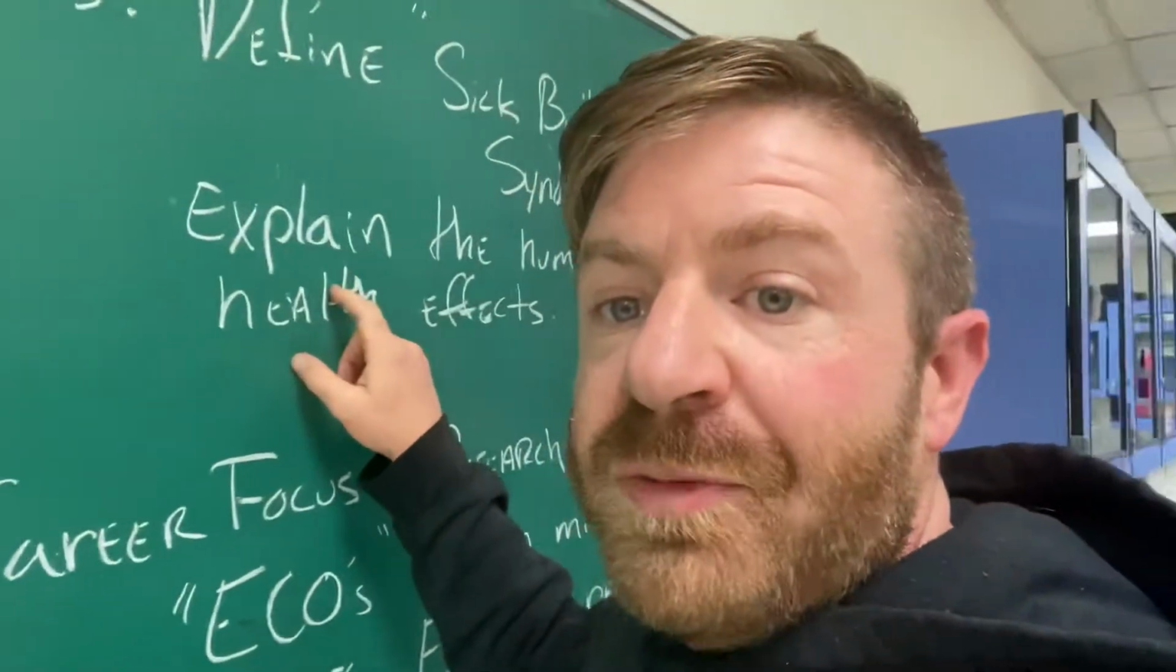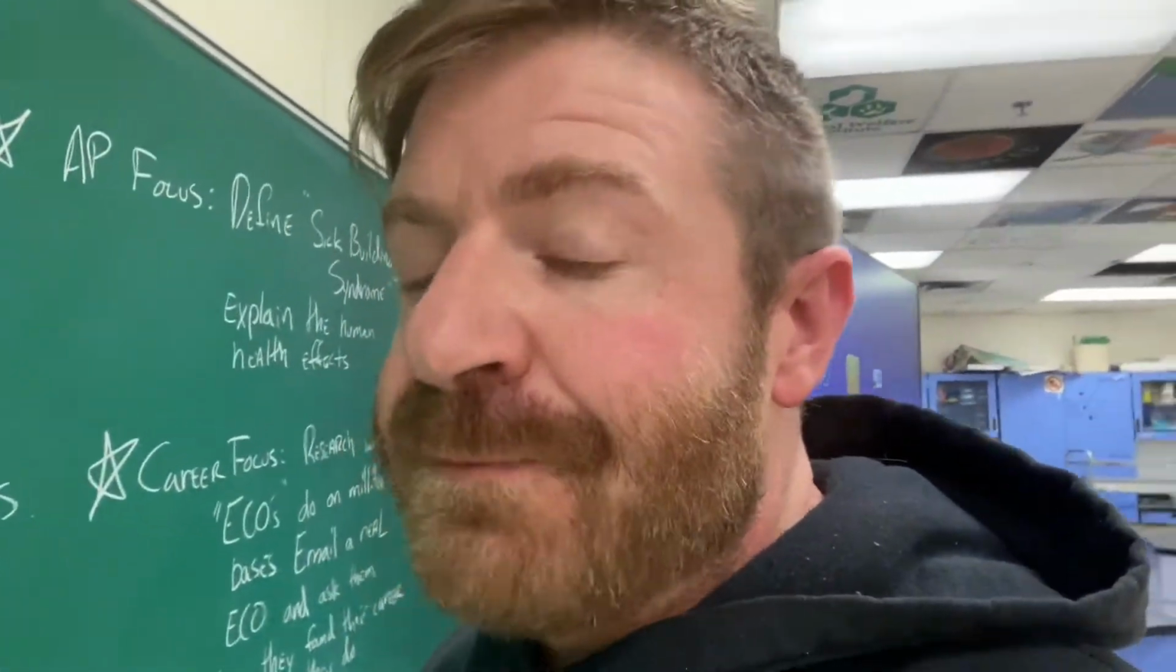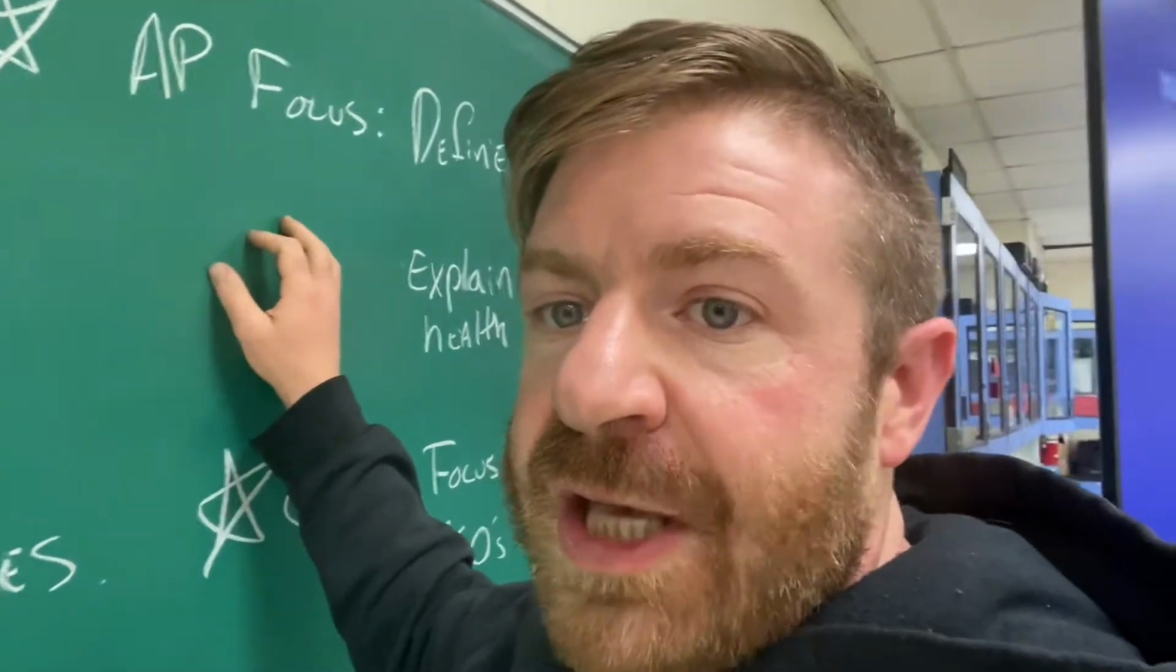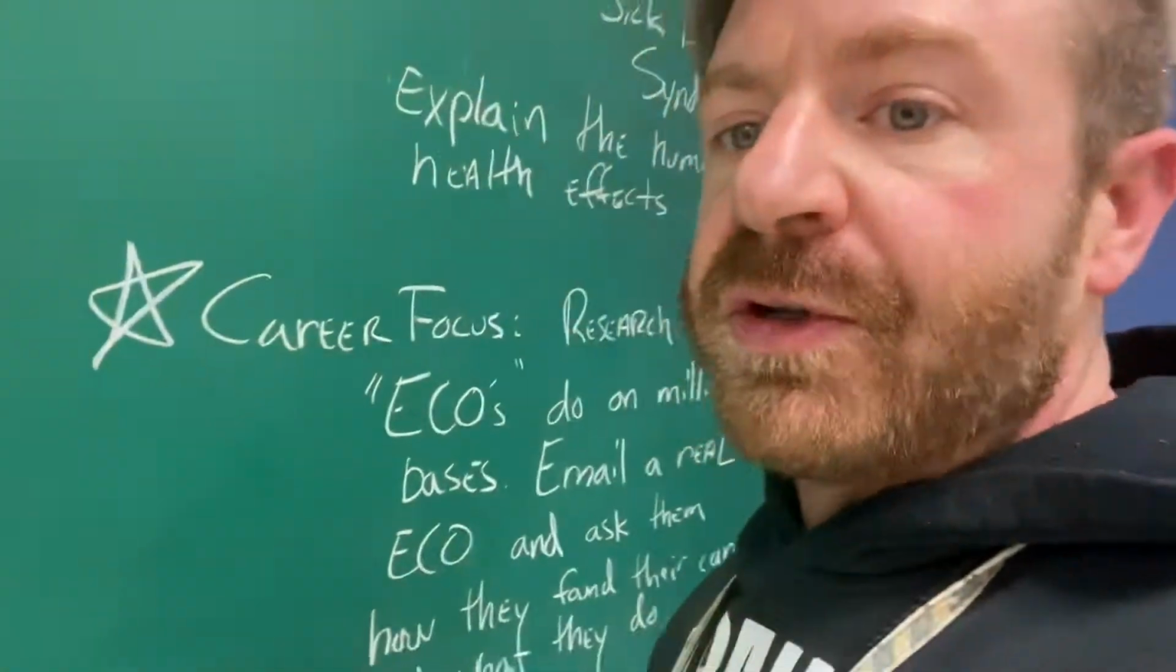Then you're going to explain the human health effects. So an FRQ from College Board might say something like list and describe or explain or something like that. Those same writing strategies you use on FRQs for the College Board, this is what I want you to do for the AP focus piece. Now, for career and technology readiness and military readiness, this is our extension piece. This is our career focus.